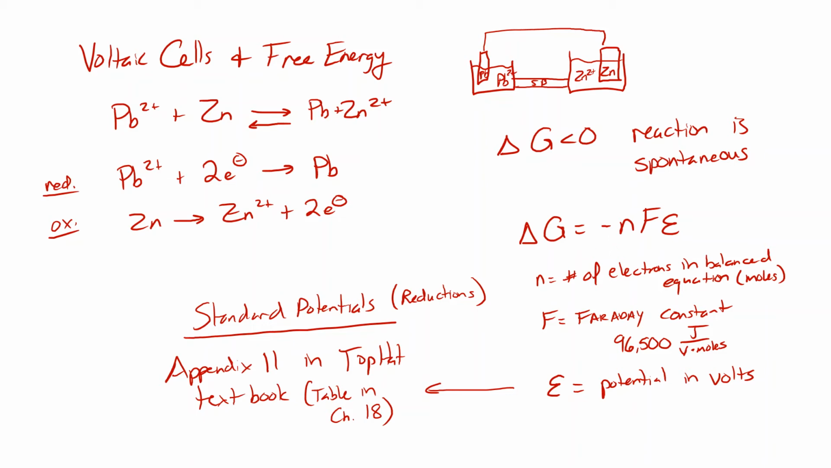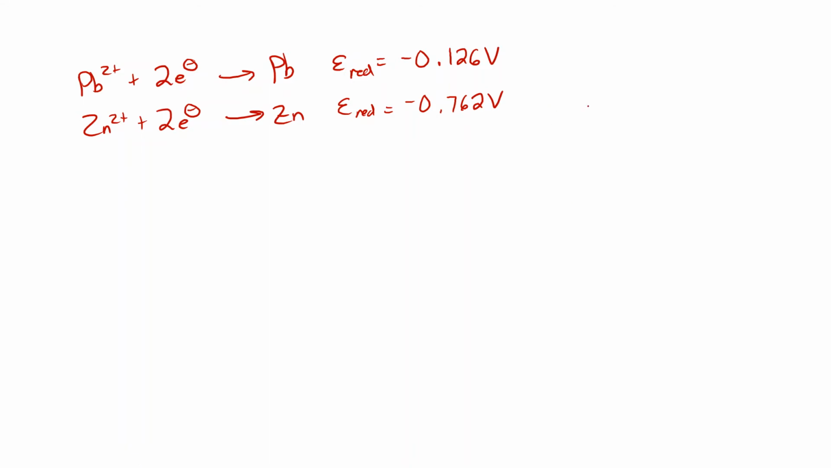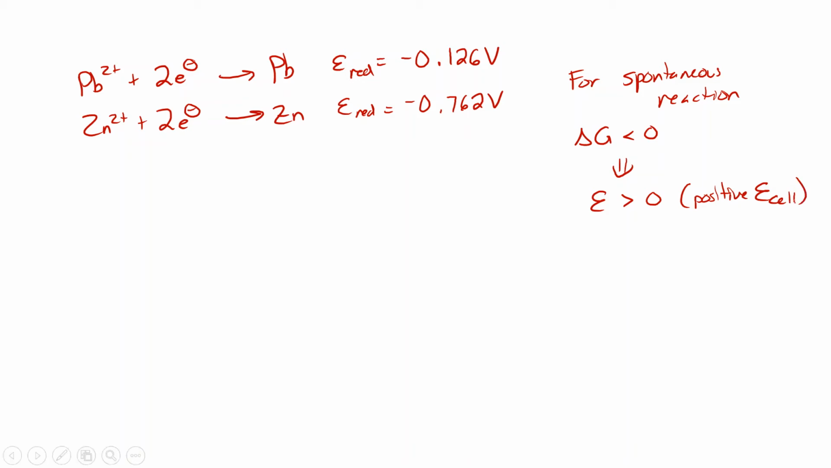So overall, we want, for a spontaneous reaction, we need delta G to be less than 0, right? Which means that we need our potential to be greater than 0, right? So positive potential for the whole voltaic cell. So that means that we need to organize these two things in such a way that the overall potential of the cell is going to be positive, right?